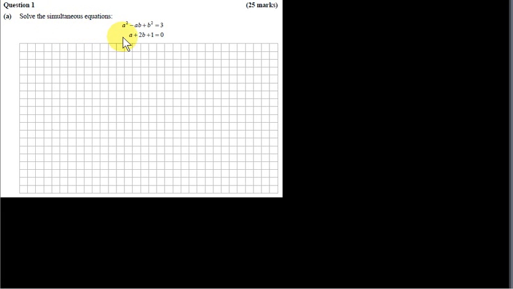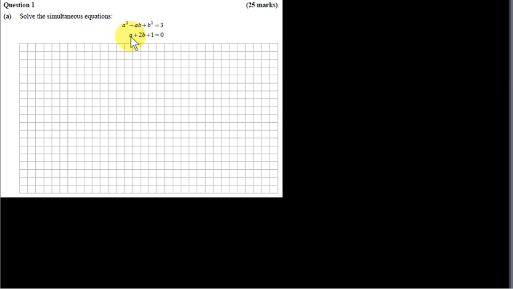Solve the simultaneous equations a squared minus ab plus b squared equals 3 and a plus 2b plus 1 equals 0. Now this first equation is an example of a non-linear equation. Its graph is not a line. The second equation is a linear equation. Its graph is a straight line.